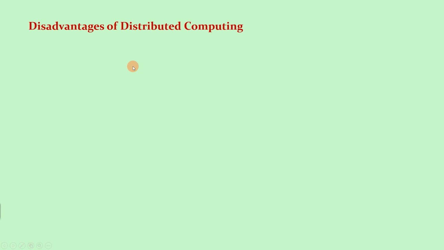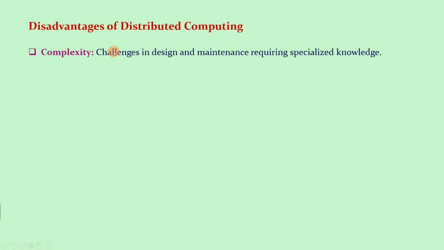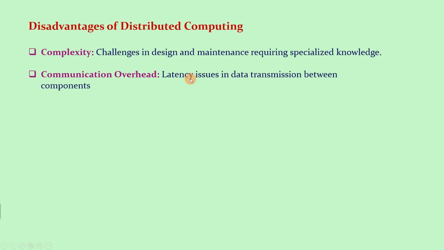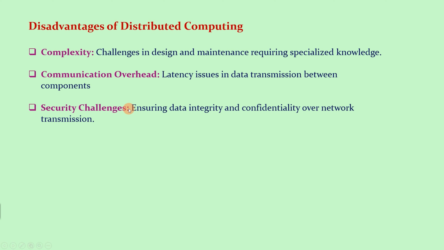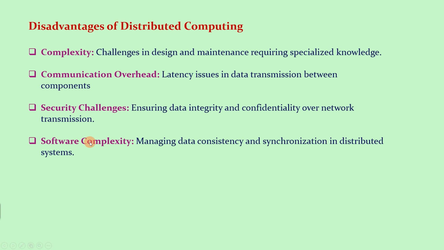Now disadvantages of distributed computing: complexity. Again, there will be challenges in design and maintenance requiring specialized knowledge. Communication overhead, latency issues in data transmission between the components. Security challenges, ensuring data integrity and confidentiality over network transmission. So security challenges could be there because the data will be shared over the network. Software complexity, managing data consistency and synchronization in distributed systems. So it could be complex at times.